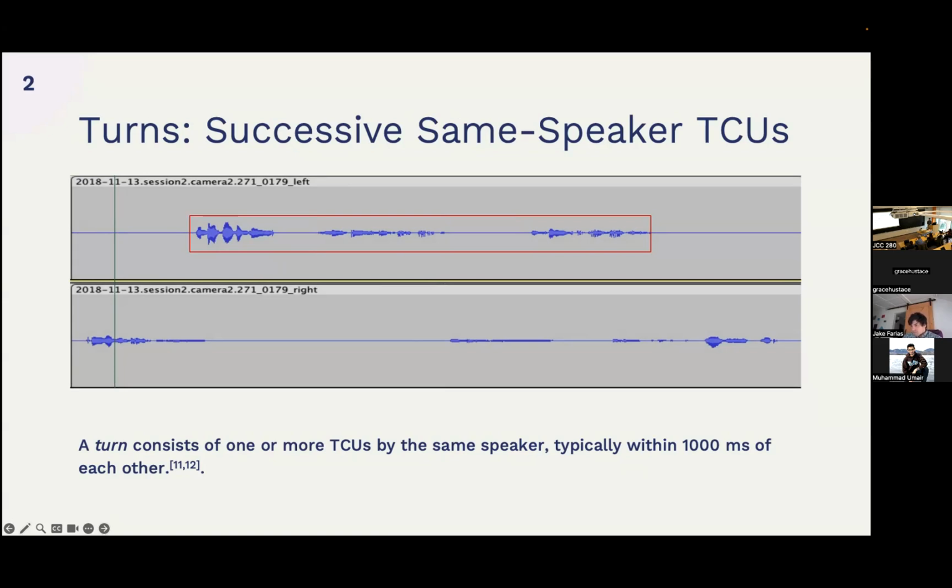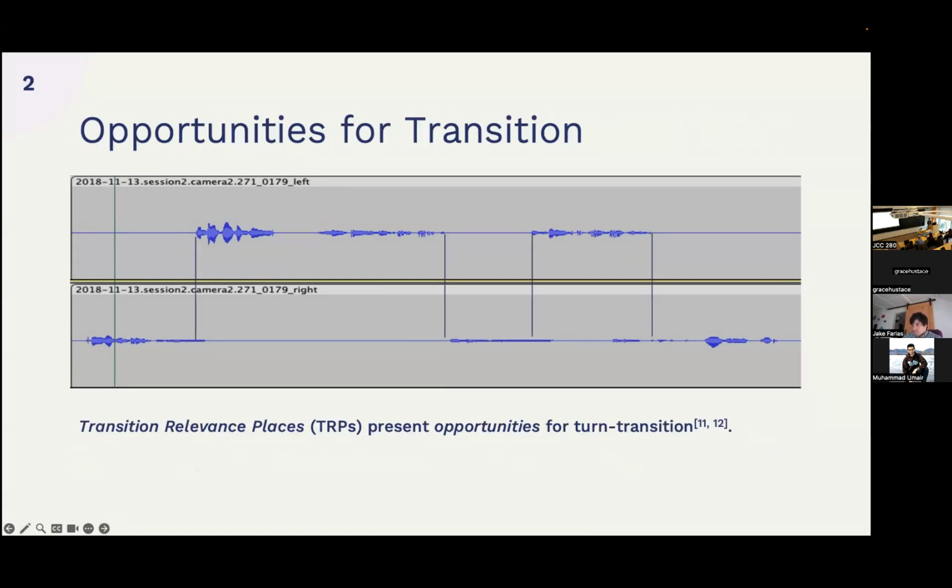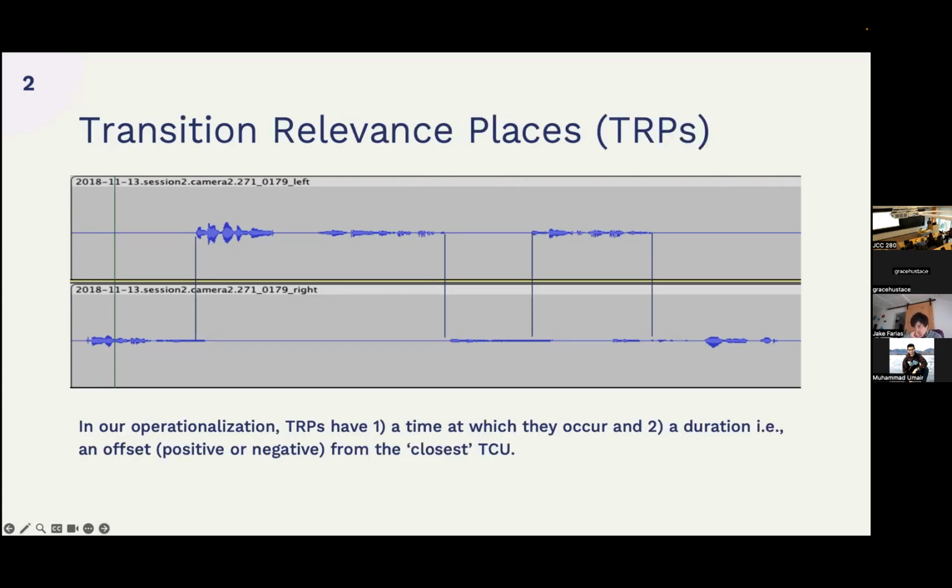And then most importantly for my work, we have these transition relevance places, which are when the speakers actually switch who is speaking, right? So these are opportunities where other people can talk in the conversation. And then in my operationalization, I say that TRPs have both a discrete time at which they occur. So that's represented by the vertical lines here. And they also have an offset from the closest TCU. So if the offset is a positive value, that means that person A stopped speaking and then later person B started to speak. And if it's negative, that means that the two people overlapped.